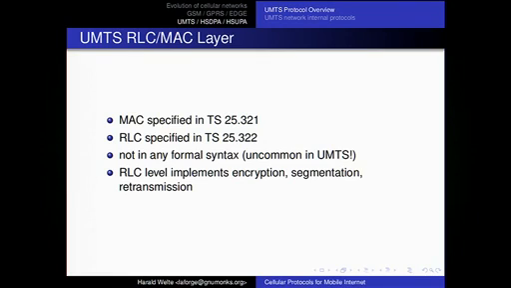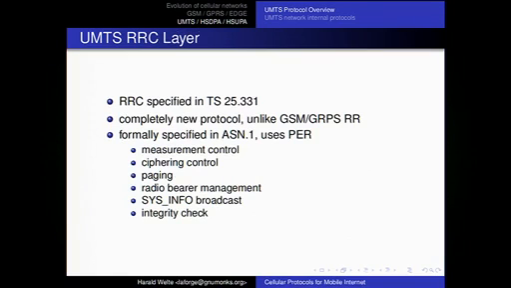Interestingly, the RLC layer is not specified in any formal syntax, which in UMTS at least is very uncommon. So it's just like an IETF RFC for common protocols you find on the internet, where there's a human-readable description, but not a formal syntax describing the messages. However, the next higher layer, the RRC layer, is again specified, but not in CSN1. This time they switch to ASN1 and use packed encoding rules, PER, in order to avoid the overhead that BER or DER would bring with itself.